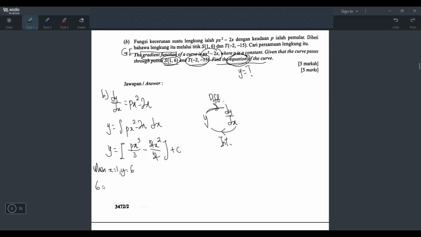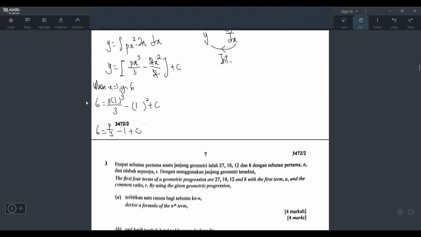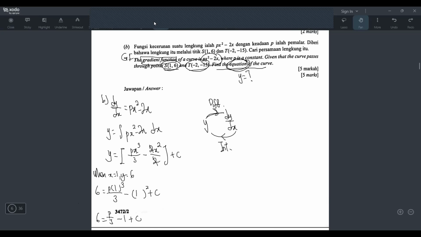So it will be 6 equals to P, P bracket power 3 over 3 minus x square bracket square plus c. The 2 no need to write already. I cut already, right? So this is 1, this is 1. So now you can find the equation. So it will be 1 power 3 will be 1. So this will be p over 3 minus 1 square, which is minus 1 plus c. So now you get an equation that looks like this.